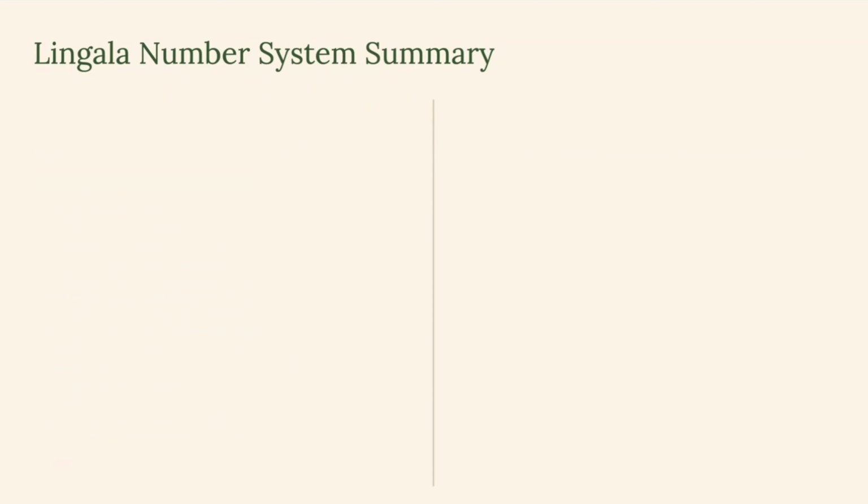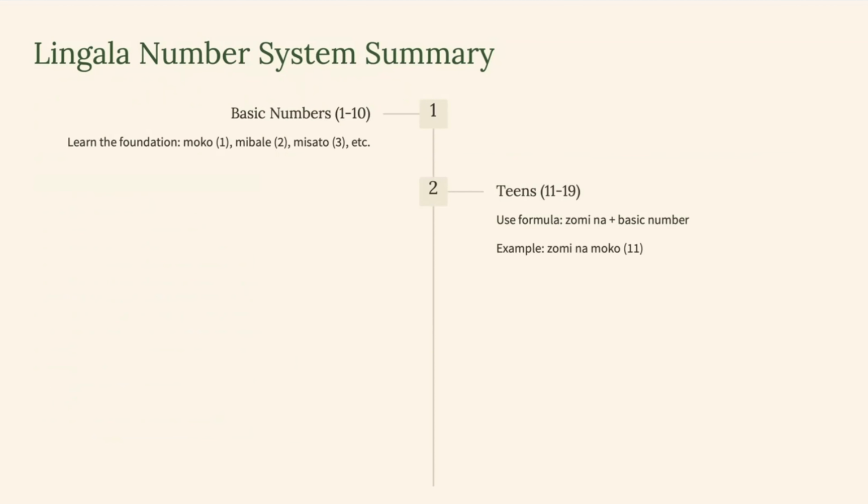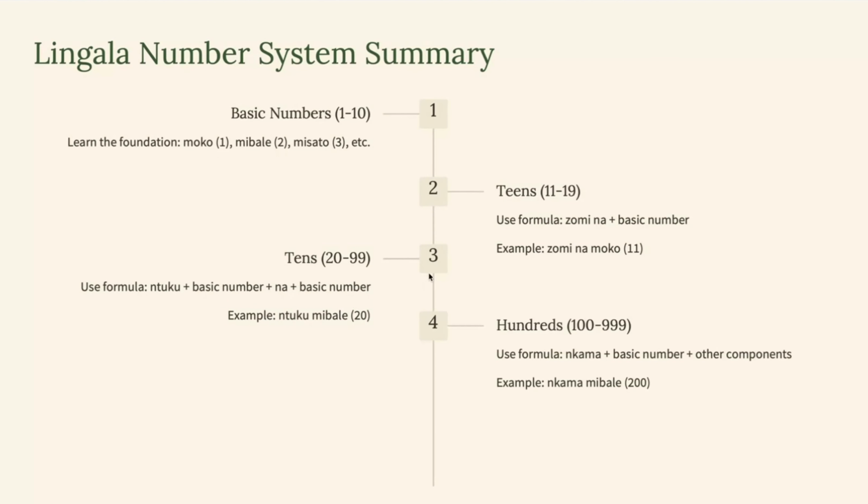Lingala number system summary. So the basic numbers 1 to 10, as we've seen, moko, mibale, misato. The teens use the formula zomi na plus the basic number. The tens use the formula ntuku plus basic number plus na plus basic number. Hundreds use the formula nkama plus basic number plus other component. Thousands, nkoto plus basic number plus other component.